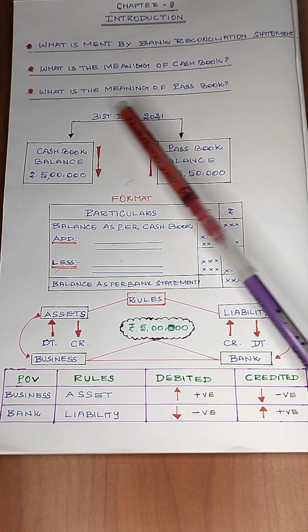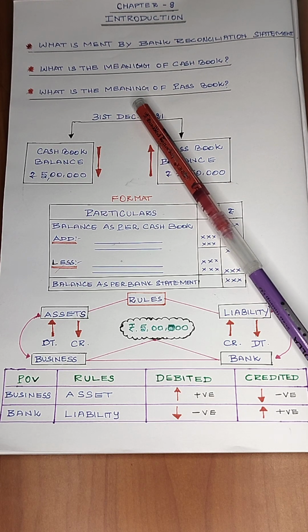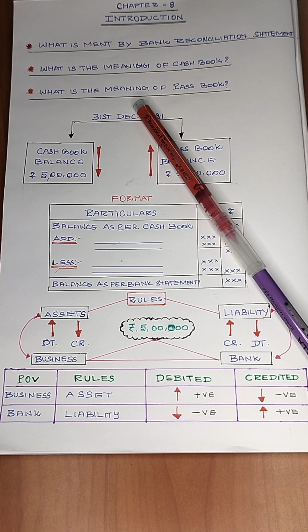And what is the meaning of passbook? Passbook means it is a statement. It is a bank statement. It is prepared by the bank to keep track of the customer's transactions, right? So what are we going to know about it? We use it to find the difference between the cash book and the passbook, or to find the balance between the cash book and the passbook.